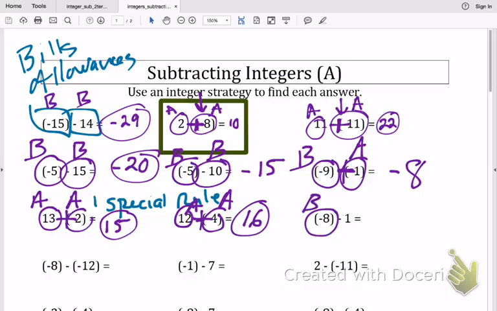Negative 8. Bill. Negative 1, bill. Okay, you have two bills. You owe me $8 and you owe me $1 for something else. You owe me $9. Congratulations, this video is almost over.